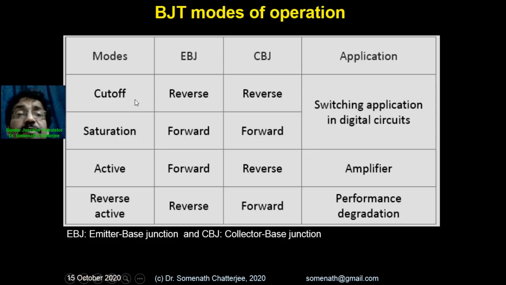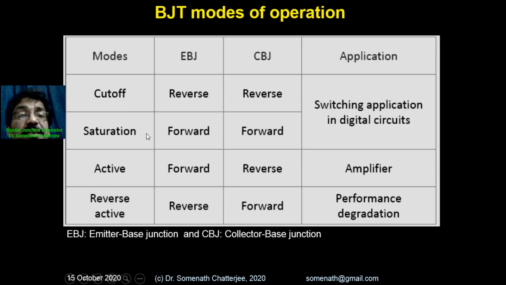There is a cutoff. Now when we have the cutoff region, there are two junctions we know. One is the emitter-base junction, another is the collector-base junction. So in the cutoff region, the emitter-base junction will be in reverse bias mode, and the collector-base junction will also be reverse biased. We use this for switching applications in digital circuits, that means the 0 and 1 concept.